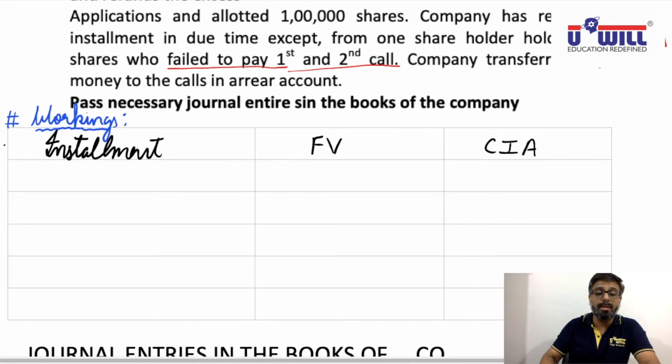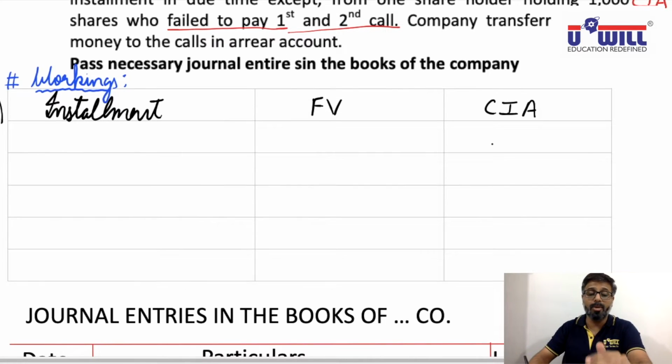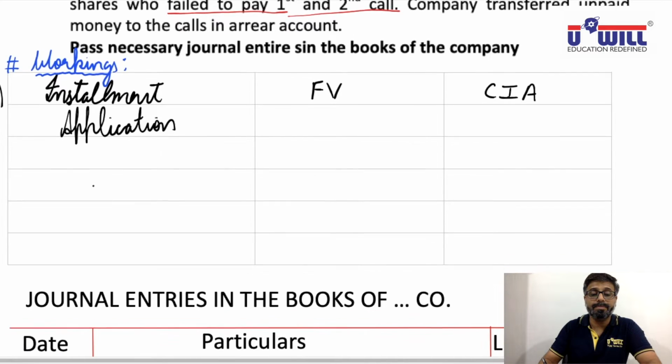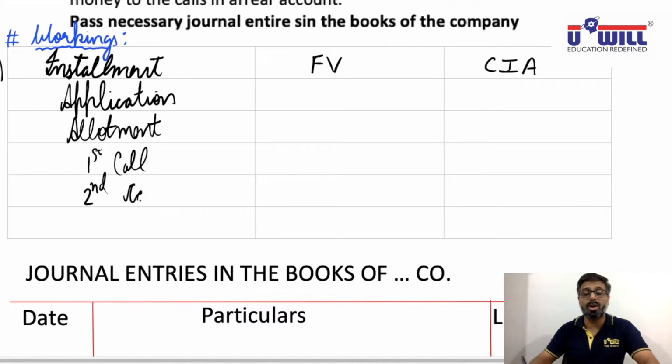Working note 1. Make 3 columns: installment, face value and calls in arrears. As I said, wherever required you can pause and do the things. So you can pause the video and make the columns: installment, face value and calls in arrears. Now company has collected the money in 3 installments. So in installment all of you write down application, allotment, first call and second call. Okay, 4 installments company has asked: application, allotment, first call and second call.